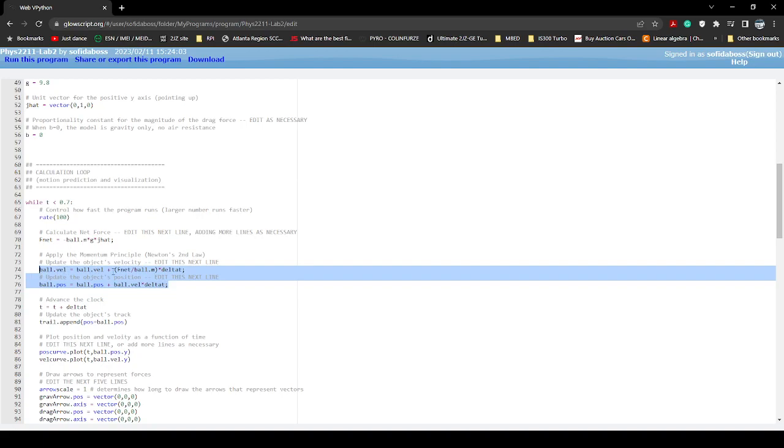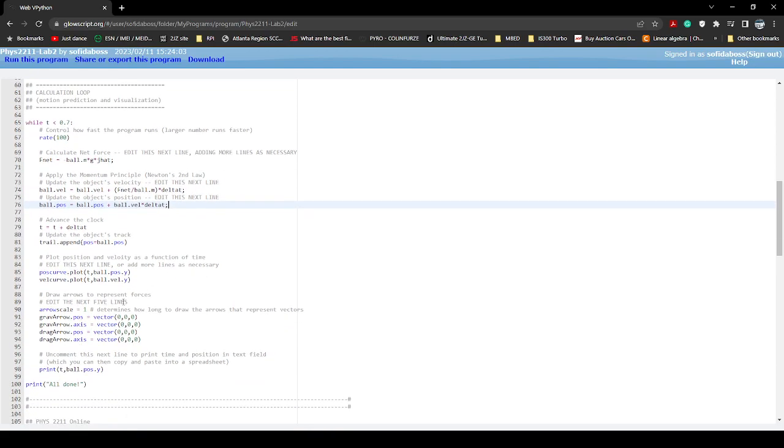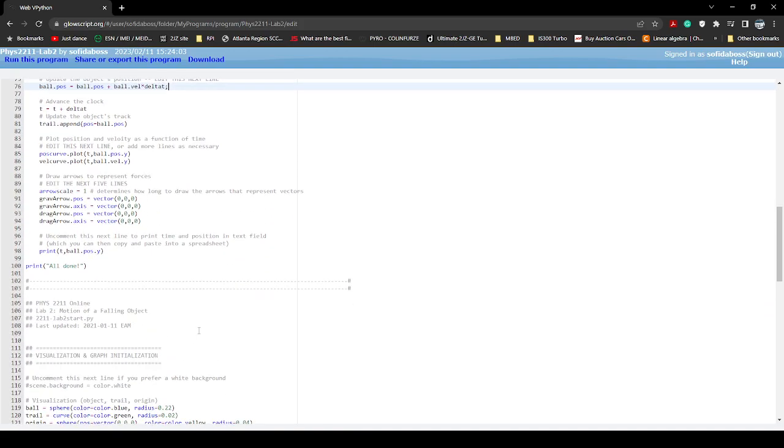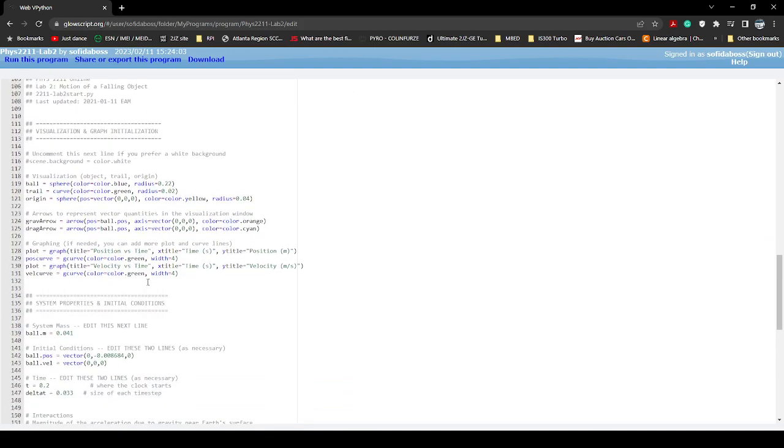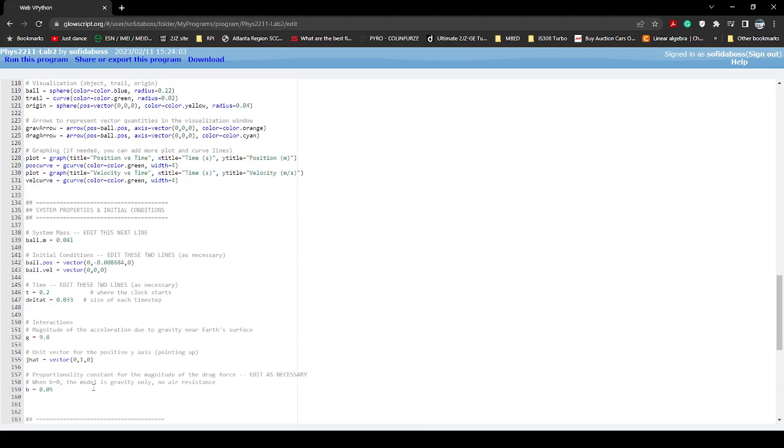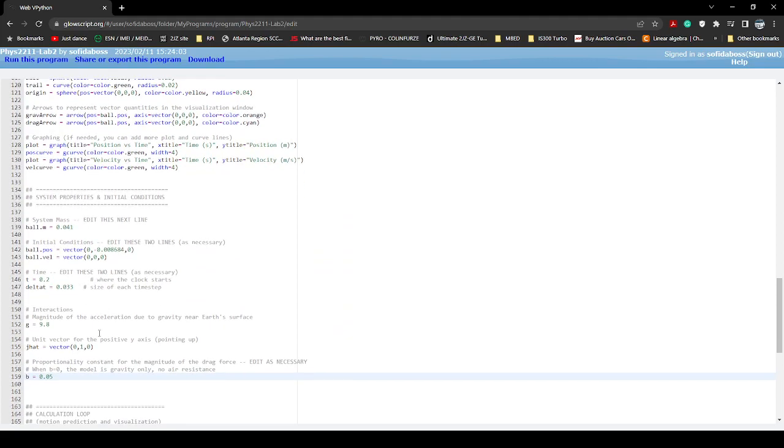Final velocity is equal to initial velocity plus F net over m times delta t, and position is equal to initial position plus velocity times delta t. And no other changes were made in that block until we get to the next block, where we did account for drag, and you can see that there is a proportionality constant. Everything before the proportionality constant for this block was the same.